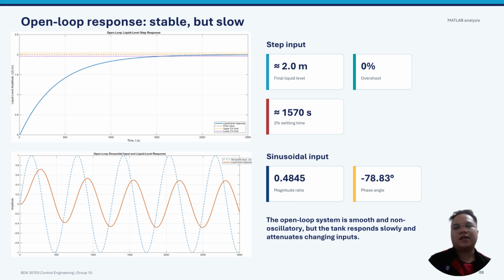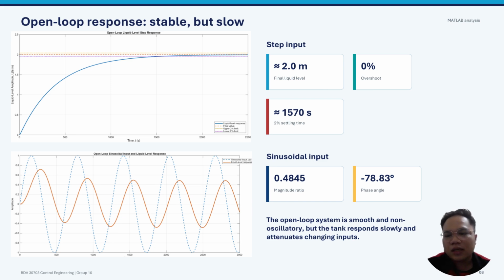The MATLAB results show that the open loop system is stable but responds very slowly. For a unit step input, the liquid level gradually reaches approximately 2 meters with zero overshoot. However, the settling time is about 1570 seconds because of the large time constant.